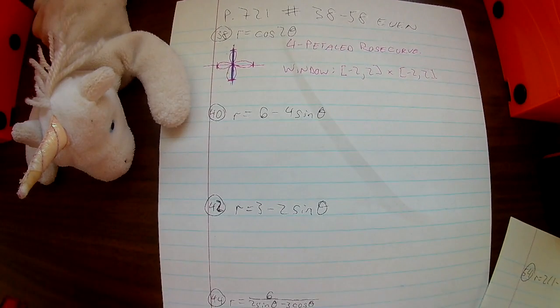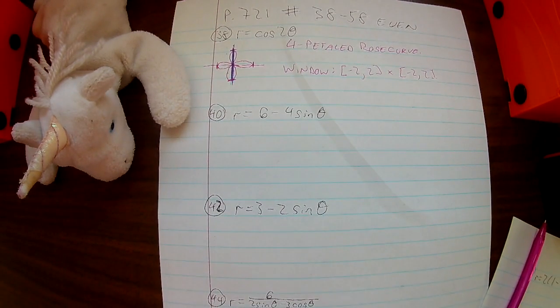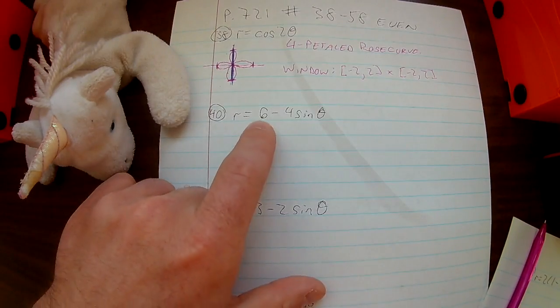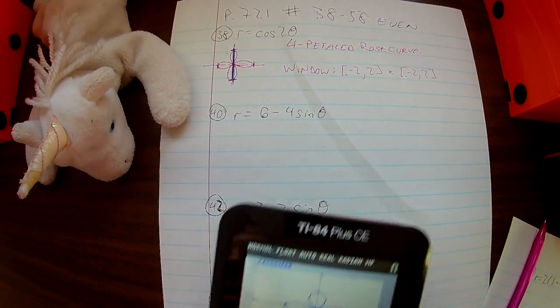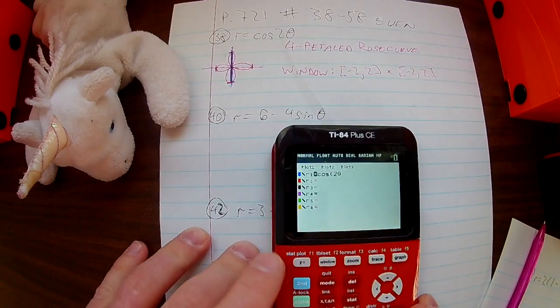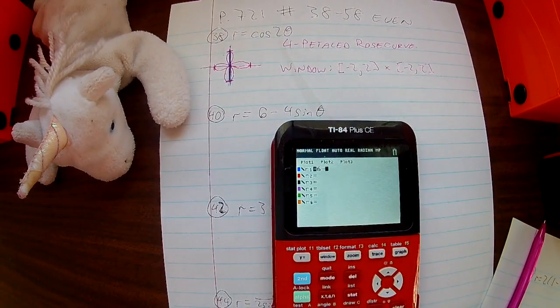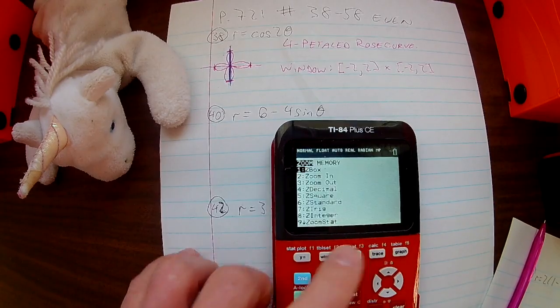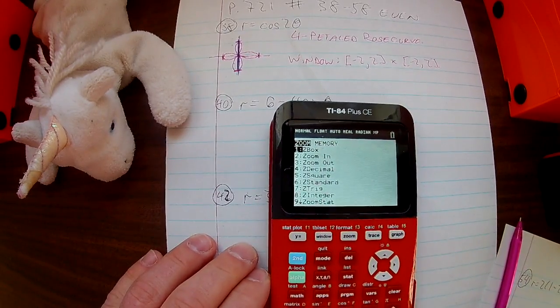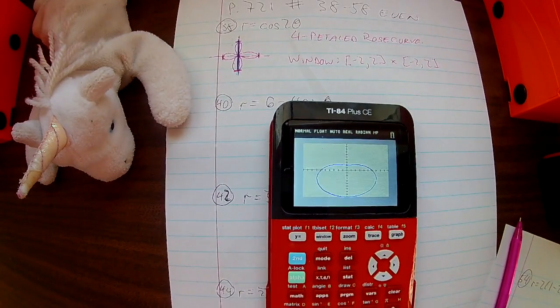Alright, cool. Next I look at here, I've got 6 minus 4 sine theta. My mind immediately goes to one of those Limaçon curves. I know this is going to be a Limaçon. So graphing it, I've got 6 minus 4 sine of theta, and I hit graph, and I don't see anything. Anybody know why I didn't see anything? Well, I'll tell you, it's because my viewing window was way too small.